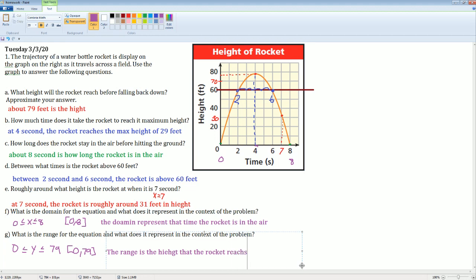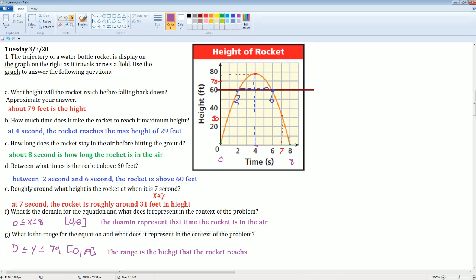Okay, there you go. Those are all your solutions for Tuesday's homework solution.